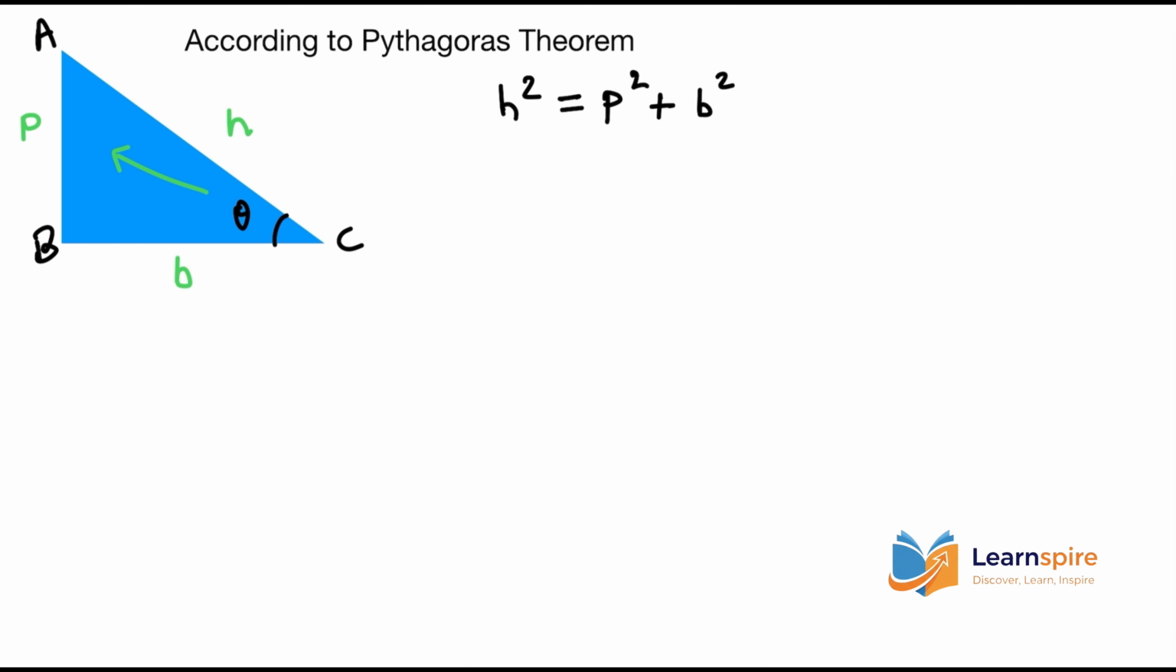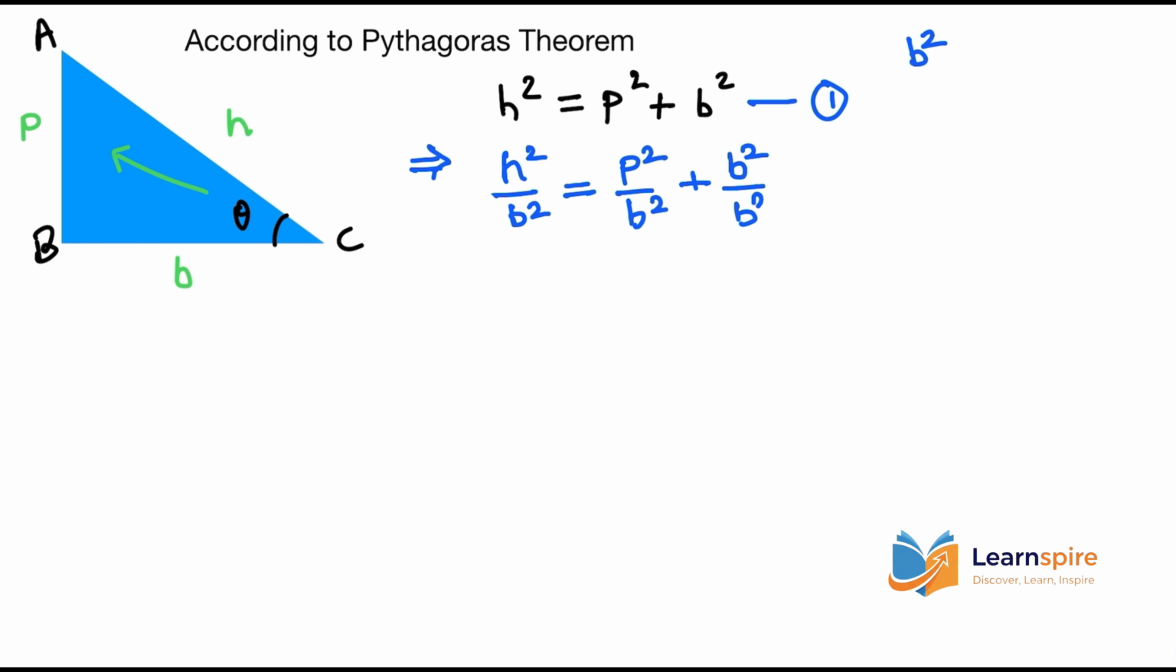Okay, so moving ahead, again we will be using the Pythagoras theorem to prove this. So let's mark this as equation number 1, and this time we will be dividing the equation both the sides with b square. So moving on, we will have h square upon b square equals to b square upon b square plus p square upon b square.